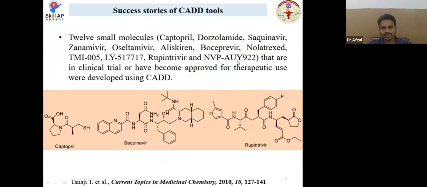And if you observe, there is a lot of success of this computer-aided drug design. That is why it is more used nowadays, and it will be utilized in the future also. Small molecules like the ACE inhibitor captopril, the protease inhibitor saquinavir, and anti-flu agents like zanamivir and oseltamivir are some of the drugs that have been approved for therapeutic use, and they have all been developed by using computer-aided design strategies. So you can see the impact of computer-aided drug design.